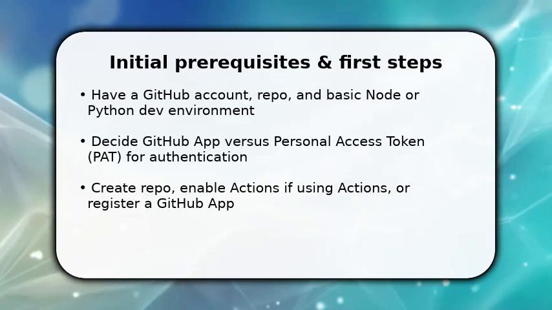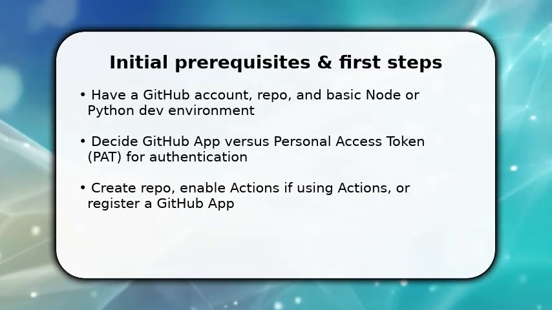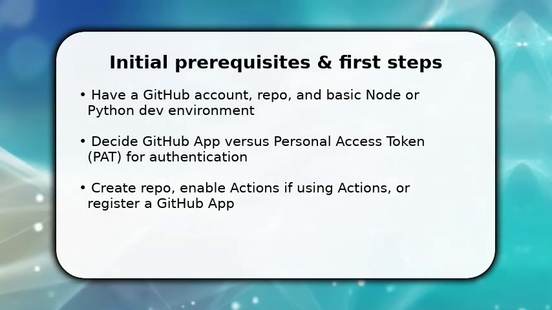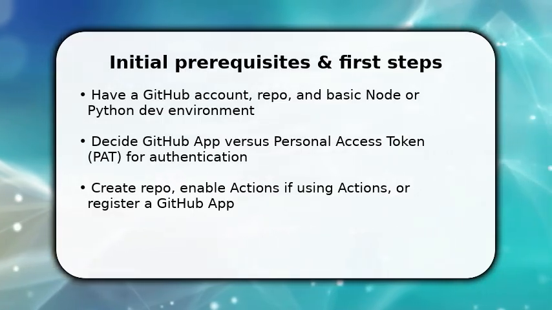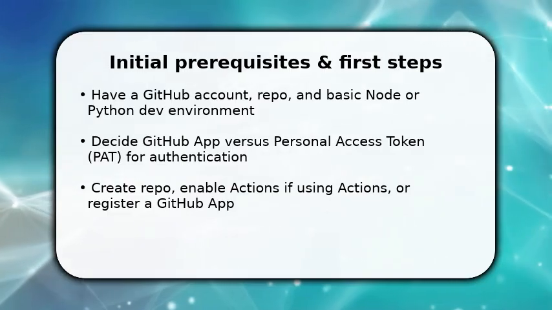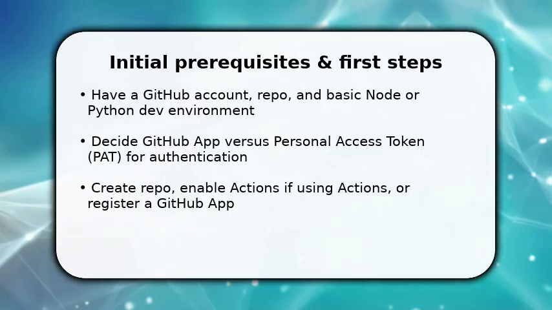You start by preparing the essentials: a GitHub repo, a development environment, and a clear authentication strategy. Choose GitHub app for scoped permissions or a PAT for quick scripts. The why matters for security. Once decided, register the app or generate the PAT, grant only needed scopes, and clone your repository.